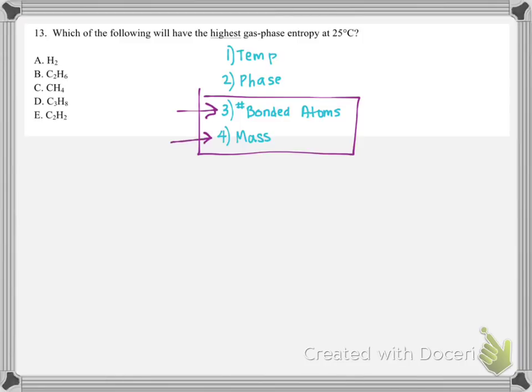But if we look at the possible answers here, there is one that stands out as by far the most exceptionally high entropy, and that is choice D. This is propane. It has a total of 11 atoms, which is more than any of the other choices.